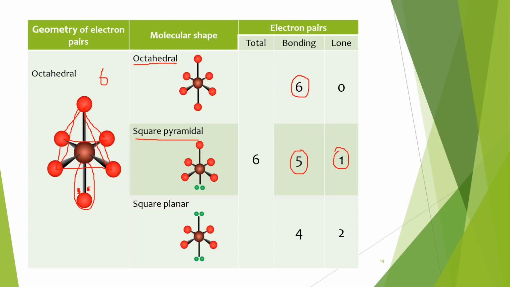Next, if the electron pairs consist of 4 bonding pairs and 2 lone pairs, the total number of electron pairs is also 6. And please remember that for a molecule that consists of 6 electron pairs, the lone pair will always occupy the vertical axis. So the second lone pair will be here. And as you can see here, the molecular shape will become a square planar. So the planar, this is a square and it's a plane. So it's a square planar.